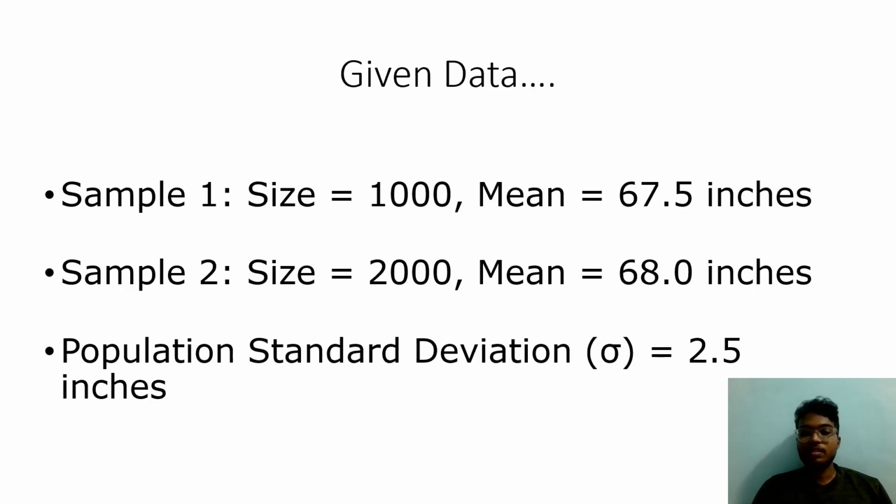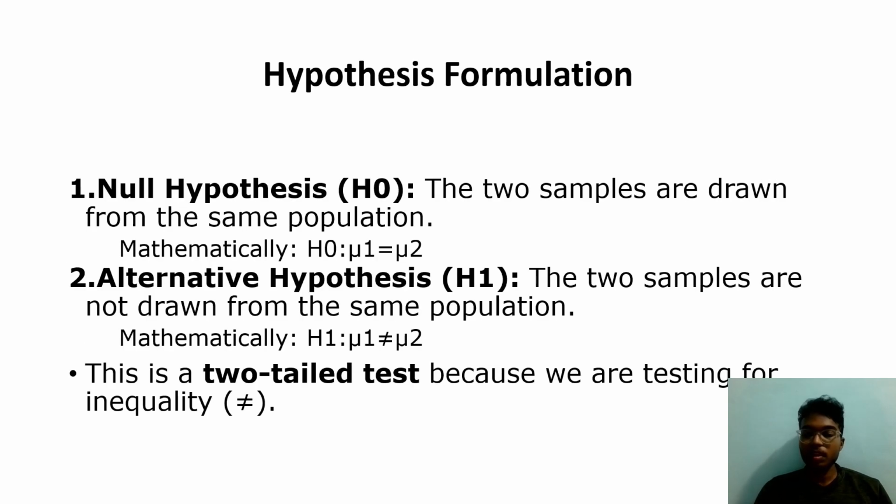So the given data is, first they have given two samples, and the first sample size is 1000 and mean is 67.5 inches, and the second sample is of size 2000 and mean is 68.0 inches, and the population standard deviation is 2.5 inches. Hypothesis formulation. So now we'll understand the hypothesis.